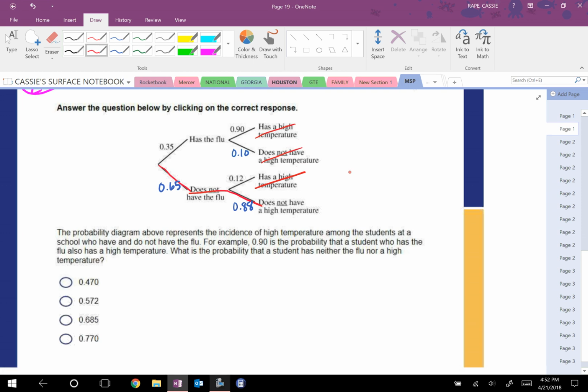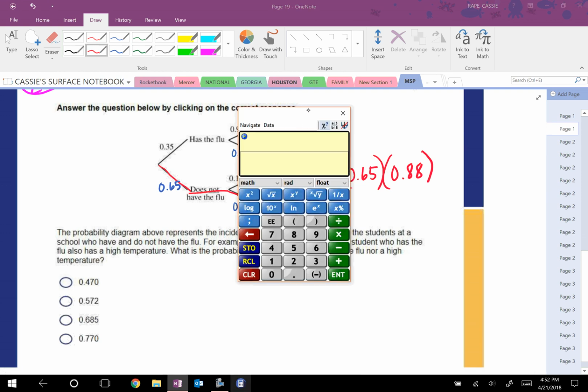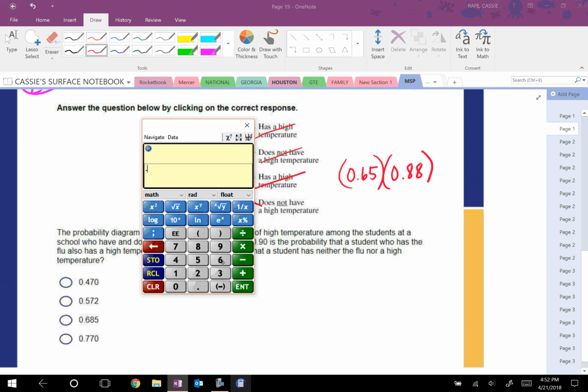What you're going to do is take 0.65, that probability, and multiply it by the probability that they don't have a temperature. So what you're going to put into your little calculator is 0.65 times 0.88, too many eights. I told you this, and just be careful. You're seeing me make errors with the calculator because sometimes it puts too many numbers in, depending on how hard I click. I don't know if that's going to be the case when you take the test, but do be careful.